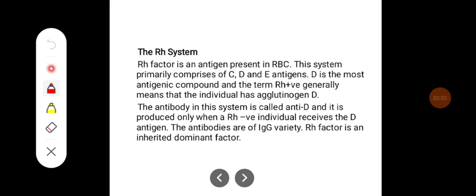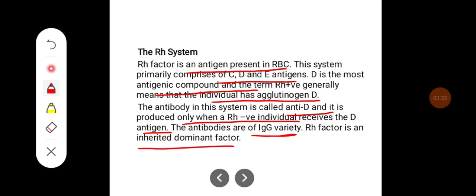Rh blood group system. Rh factor is an antigen present in the RBC. This system primarily comprises C, D and E antigens. D is the most antigenic compound, and the term Rh positive generally means that the individual has the agglutinogen D. The antibody in this system is called anti-D and is produced only when an Rh negative individual receives the D antigen. The antibodies are of the IgG variety. Rh factor is inherited as a dominant factor.